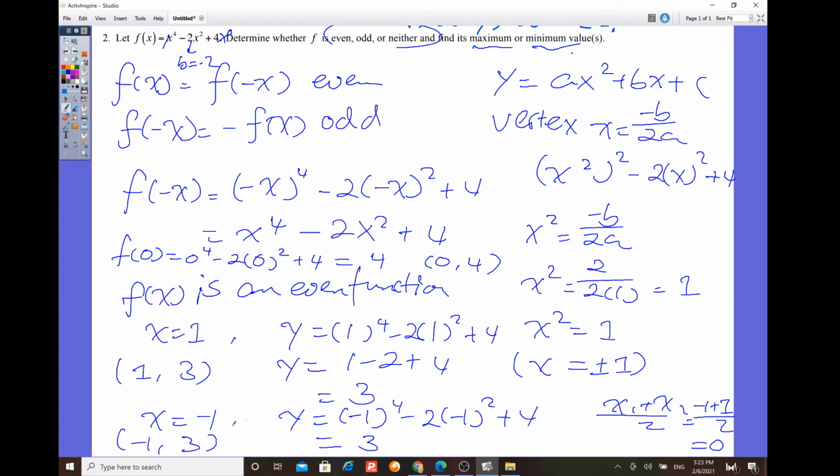It's a W curve. So for the points that we found earlier, 1 comma 3 and negative 1 comma 3, those are the minimums. The reason I know it's a W curve is because x to the 4th power with a positive leading coefficient: as x goes to infinity, y goes to infinity, and as x goes to negative infinity, y goes to positive infinity.